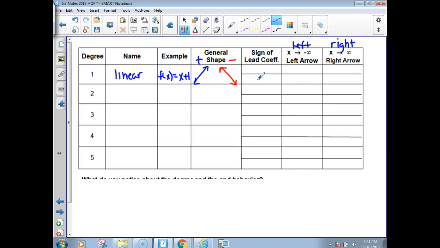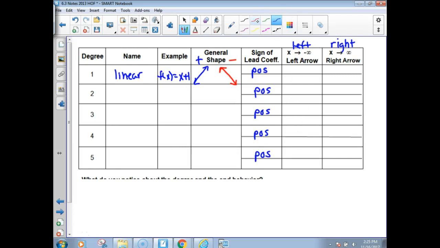Okay, so the sign of the leading coefficient, if it is positive, so I'm doing positive. So all my first ones are going to be positive. So I'm just going to quickly write positive all the way down here to help us fill this in as fast as we can.